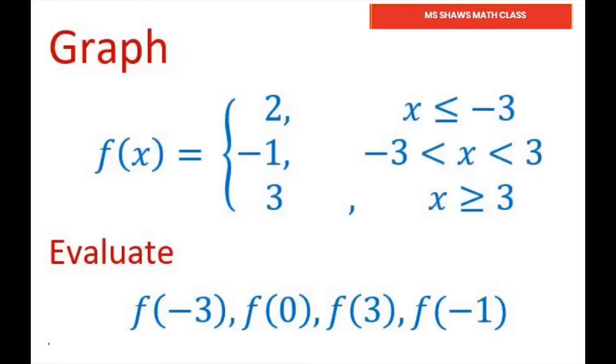Hi everyone, we're going to graph this piecewise defined function, and we're going to evaluate these four: f of negative 3, f of 0, f of 3, and f of negative 1. So the thing is, when you're graphing, this part is your y, this is your range, and this part is your domain or your x values. So we're saying y is 2 everywhere x is negative 3 or less, things like that. So let's get started and graph it.